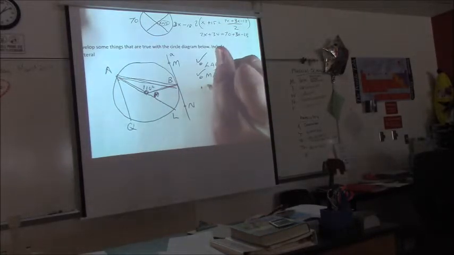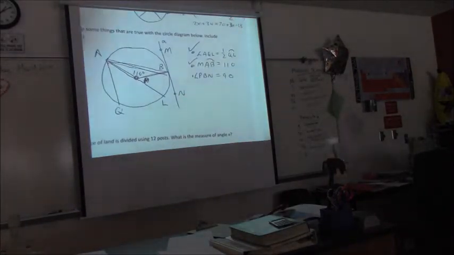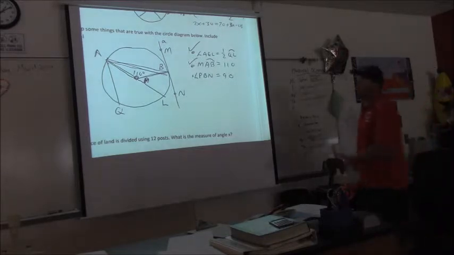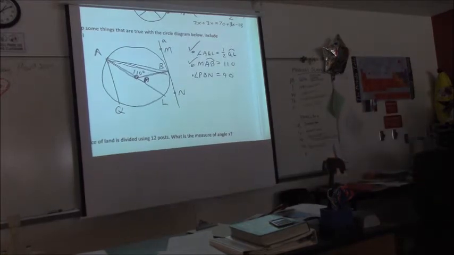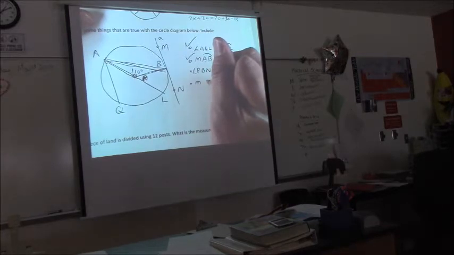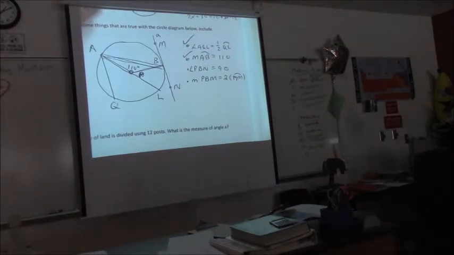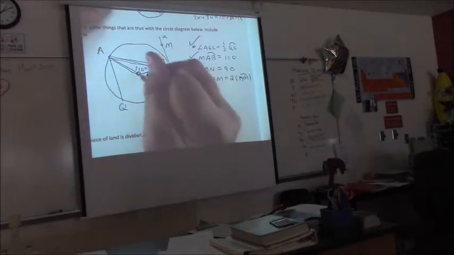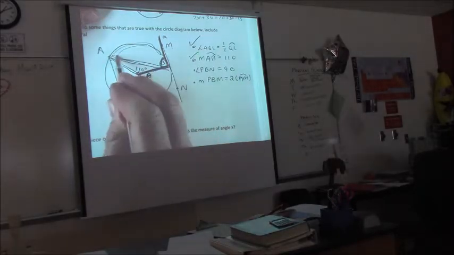Is angle PBN 90 degrees? Yeah, because this is a tangent, so when the line goes to it, that's a 90-degree angle. Yes. Is the measure of PBM double the size of arc AM? So PBM is this angle. Is this angle twice as big as this arc AM?